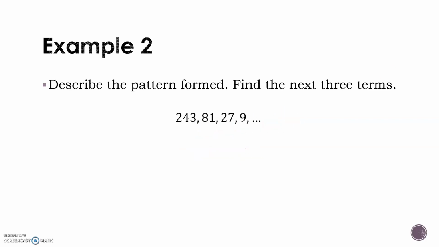Another one could be, describe the pattern formed, find the next three terms. Now I'm looking at, how do I get from 243 to 81, 81 to 27, and 27 to 9? The pattern here is that I'm dividing by 3. Again, we want to make sure that it works for all of them. I actually had to look down here first, because for 243 to 81, I was like, am I subtracting 162? What am I doing? That didn't work for all of those, though, so I had to look at dividing. So 27 to 9, I divide by 3. So my pattern is that I divide by 3 each time.